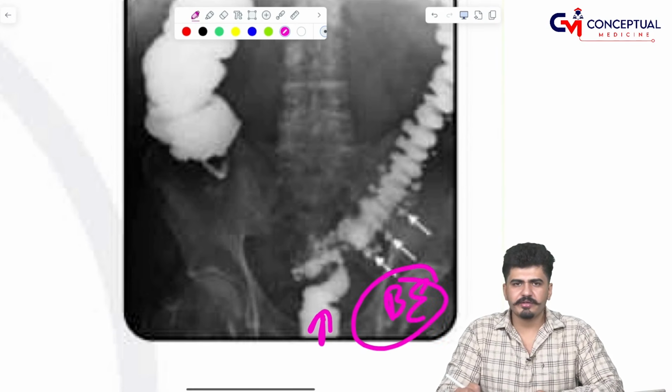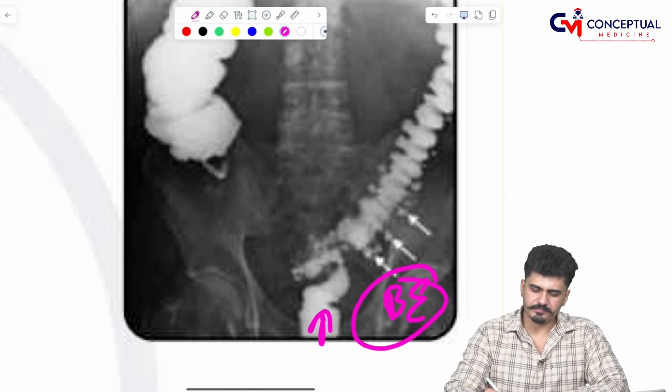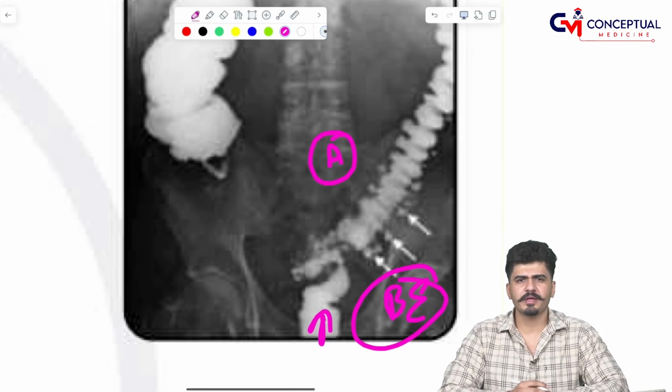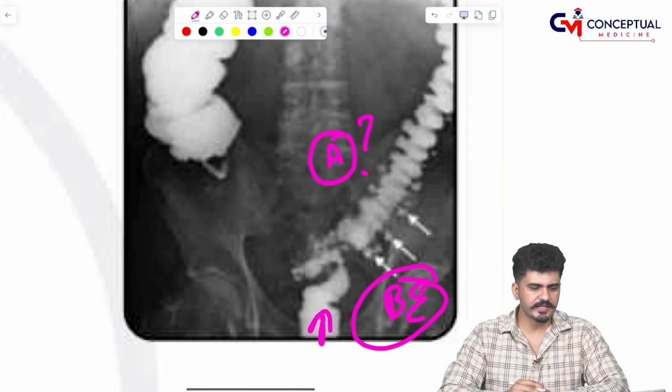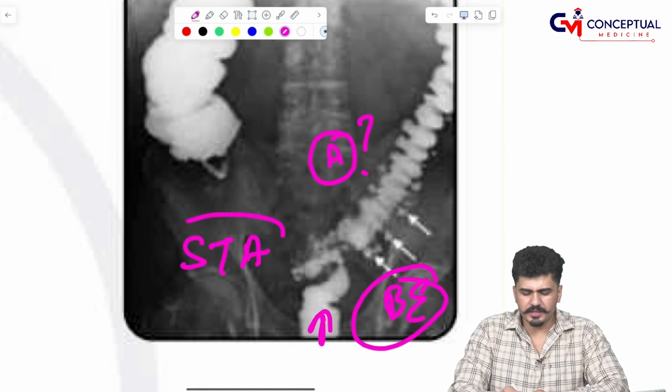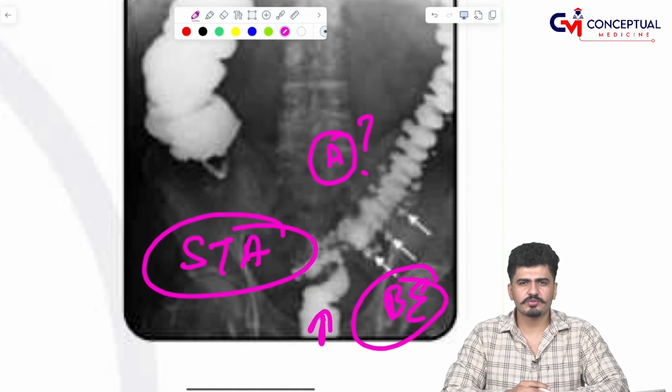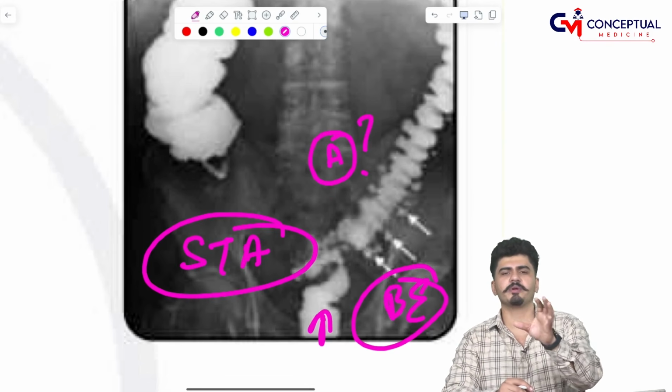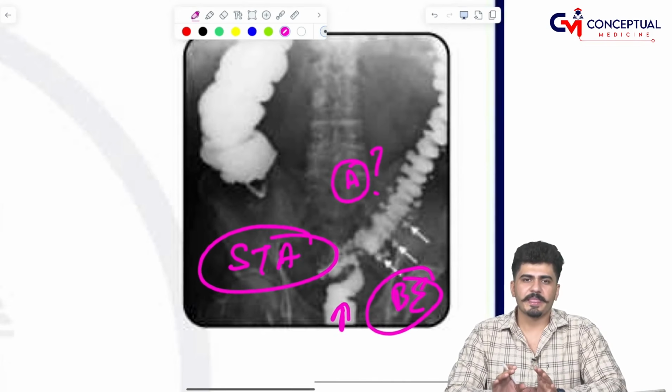Very, very good. And what is this appearance called? Yes, many of my friends have already guessed. This is called the sawtooth appearance, my dear friends. Sawtooth appearance. Wonderful answer and a wonderful performance by each one of you.